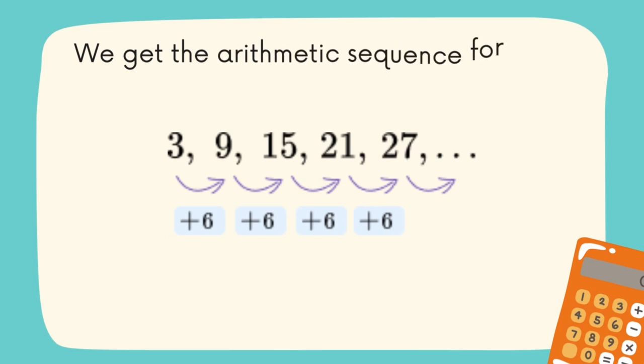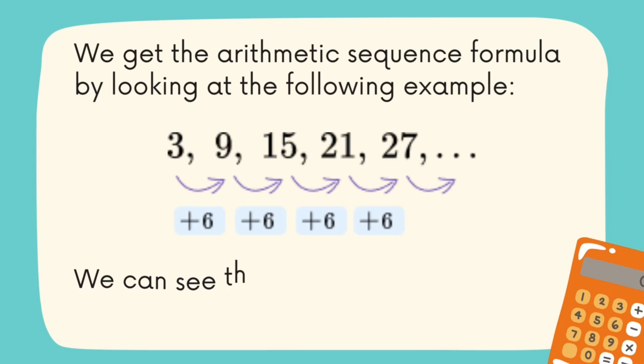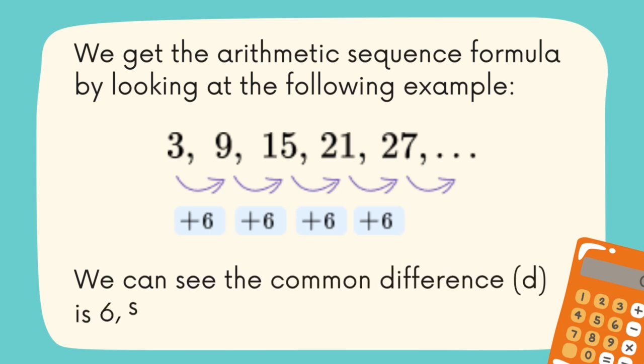We get the arithmetic sequence formula by looking at the following example: 3, 9, 15, 21, 27. When we subtract 9 minus 3, we get 6. 15 minus 9, we get 6. 21 minus 15 is 6. And 27 minus 21 is 6. So we can see that the common difference of the numbers is 6. So d is equal to 6.